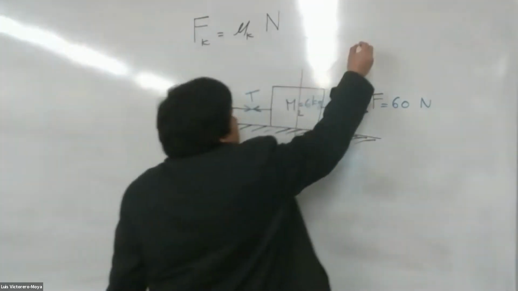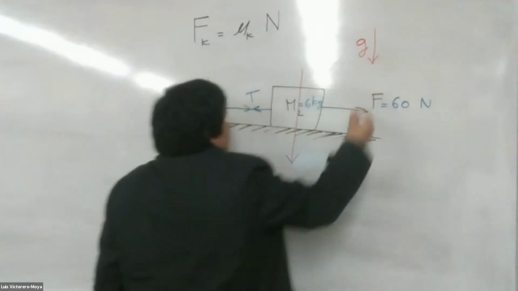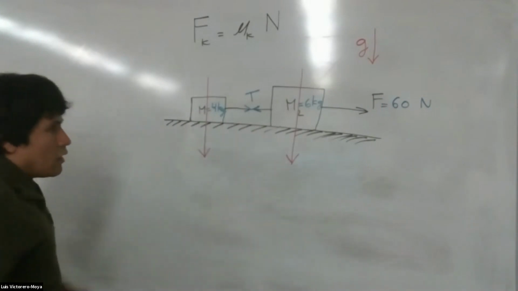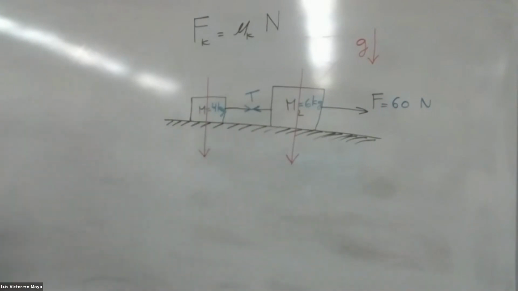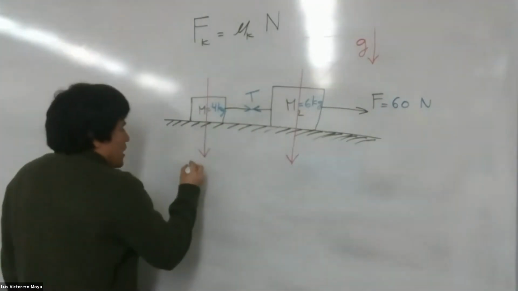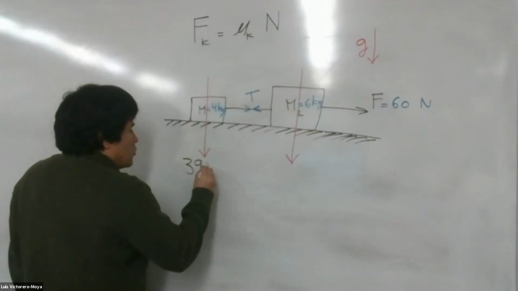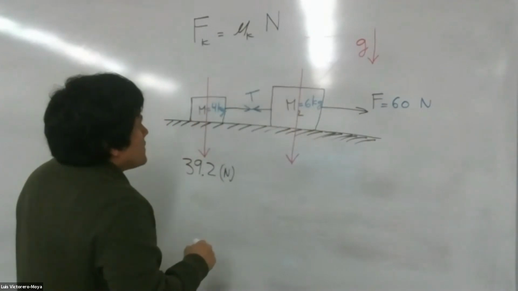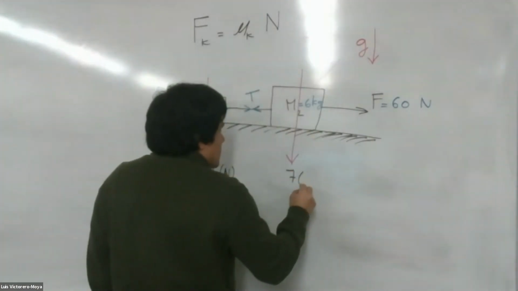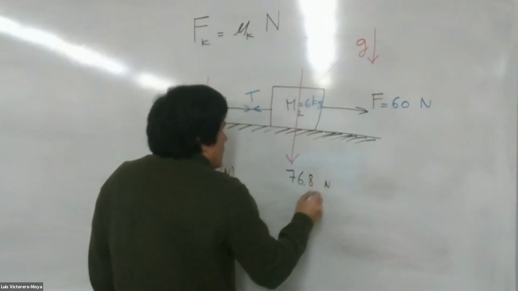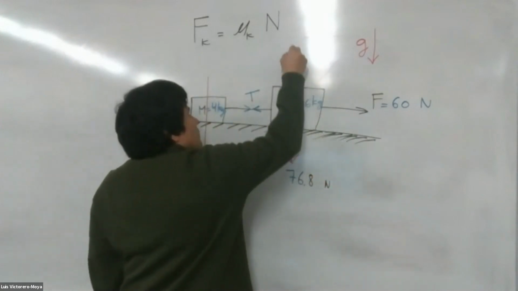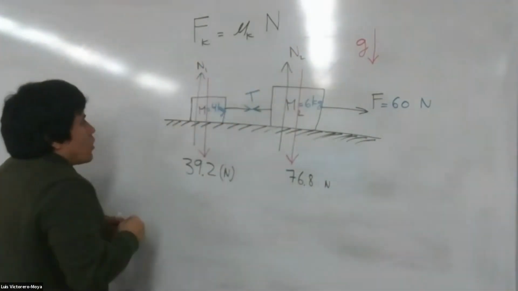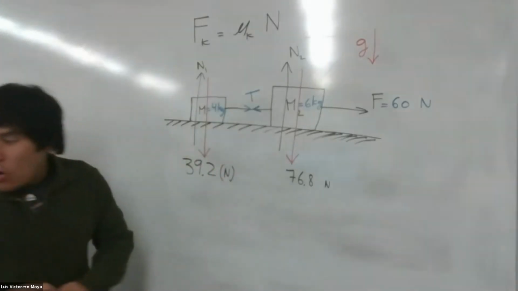So we always know gravity is acting like that. So 4 times 9.8 will be 39.2 newtons. 6 times 9.8 is 58.8 newtons. But that is also the normal. Normal 2, normal 1. So they both have friction acting at the bottom.